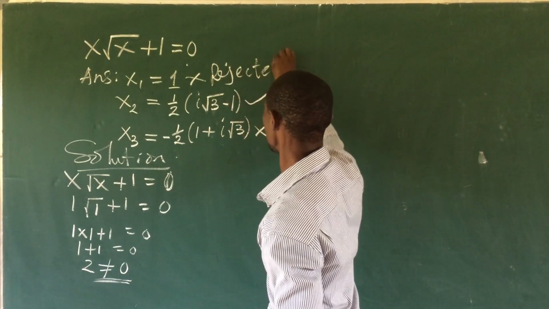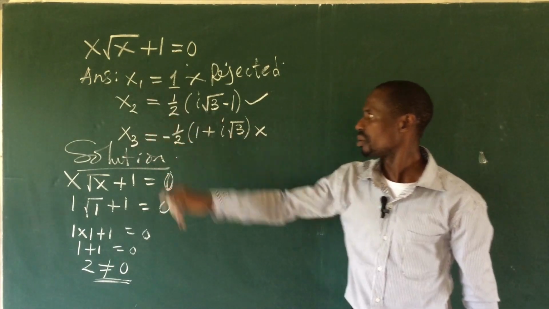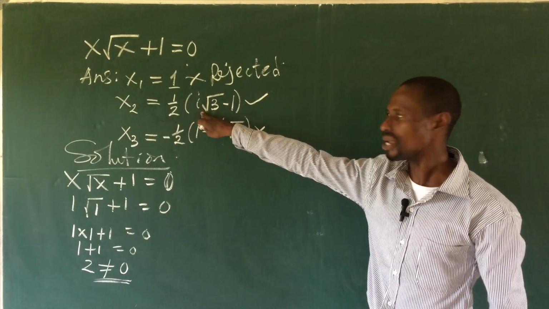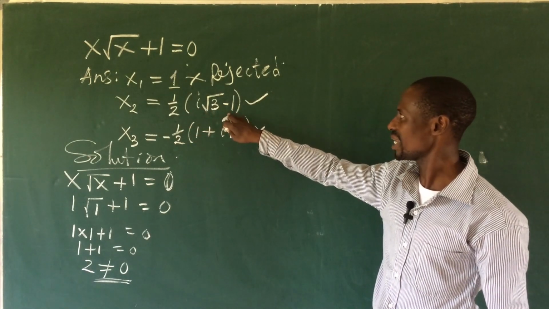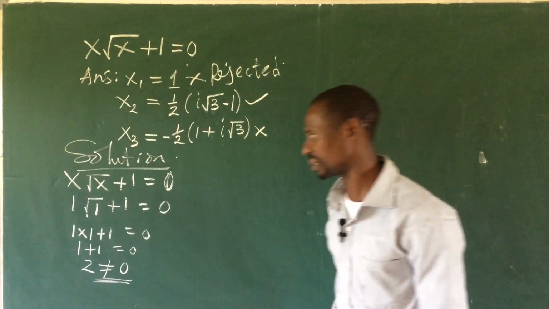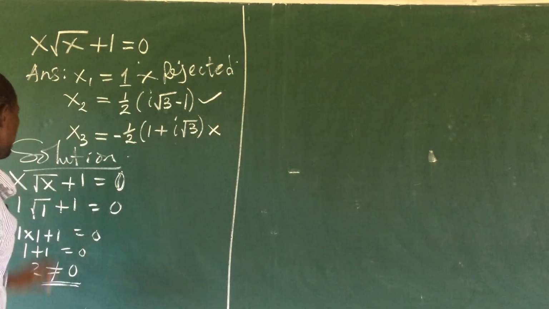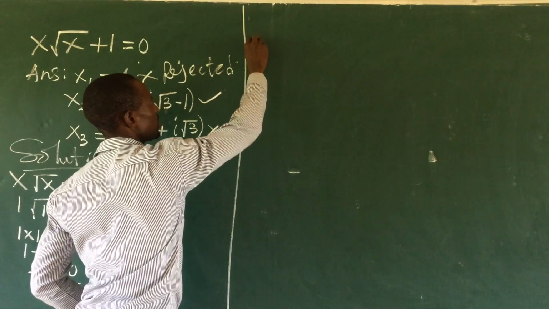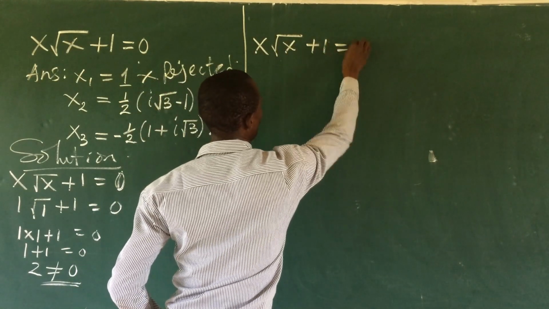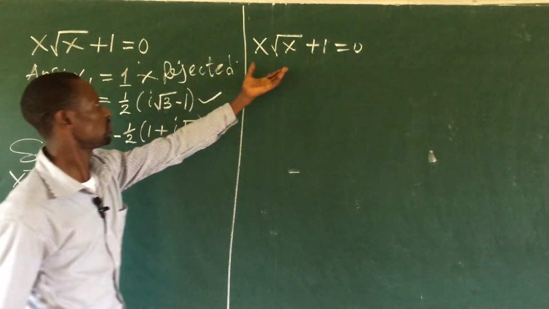This one is rejected. Okay, so let's go to root number 2, which is x equal to 1 all over 2, bracket open, iota square root of 3 minus 1. Let's check with this and see if it will satisfy our equation. All right, so let's work on this. Okay, so we take our equation again, which is x times the square root of x, plus 1 equals to 0. Okay, so let's put the whole of this into this equation.